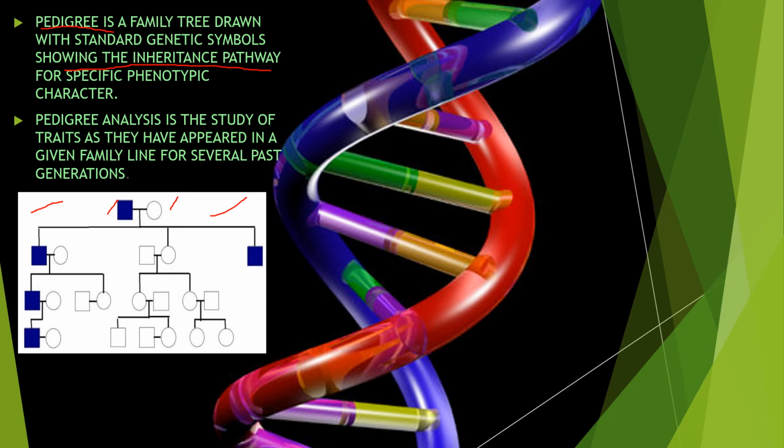And pedigree analysis is the study of traits as they have appeared in a given family line for several past generations. So if you take this family, it's a pedigree chart. Traits means characters as they have appeared in a family line. This is generation 1, generation 2, 3 and 4. So in these 4 generations, how a particular trait has appeared in a given family line over past generations can be studied by this pedigree analysis.